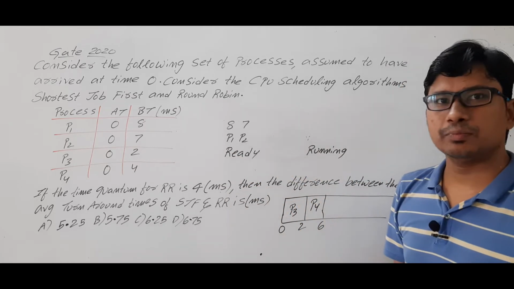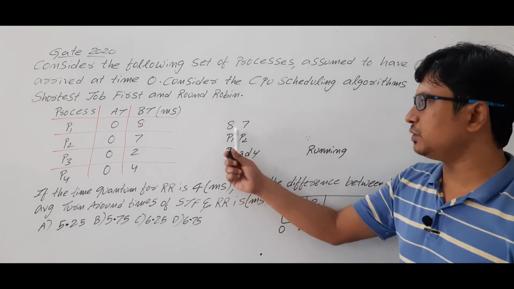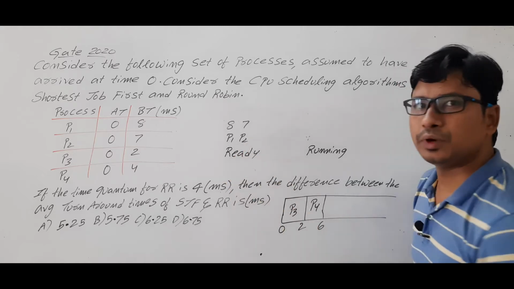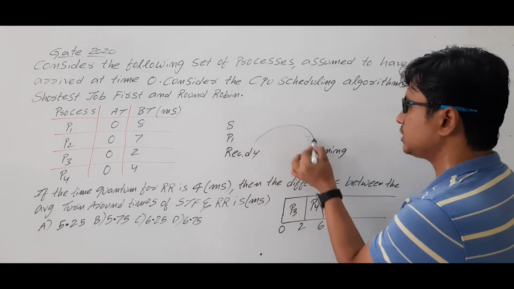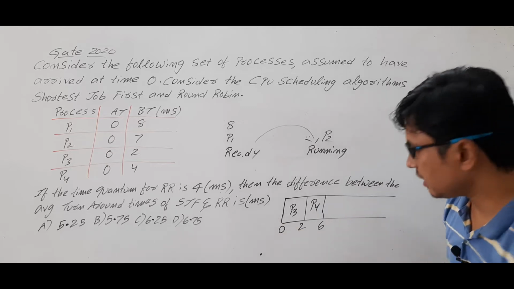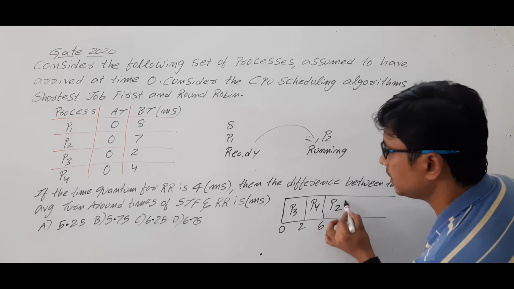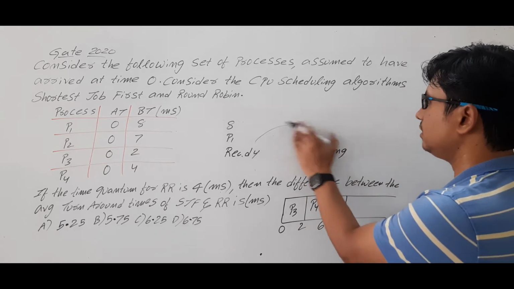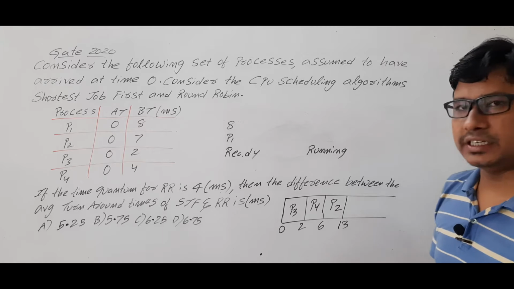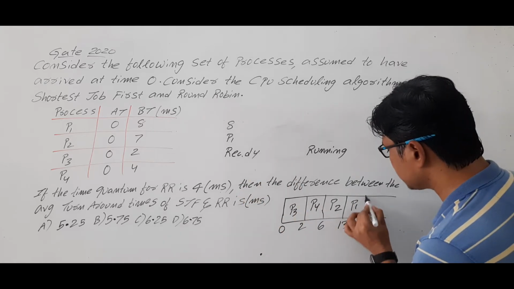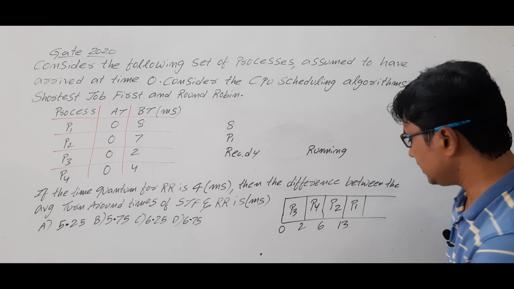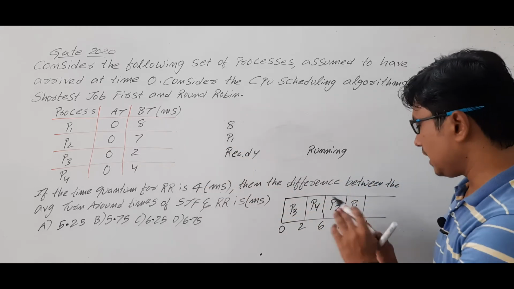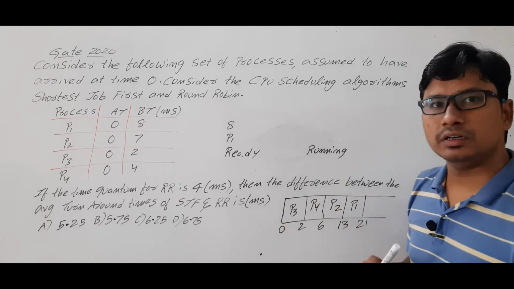Now look at the processes in the ready state: P1 and P2, having burst times of 8 and 7 milliseconds respectively. So P2 has the lesser burst time, so it will be dispatched to the running state and will run for 7 units of time. So 6 plus 7 is 13 units of time. By the 13th unit of time, it will complete its task. Then P1 will be dispatched to the running state and it will run for 8 units of time, and once it is done, it will go to the terminated state.